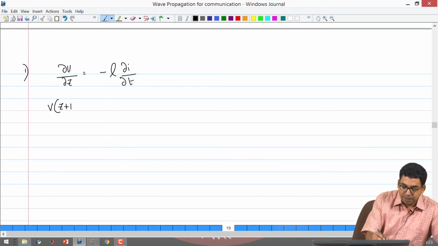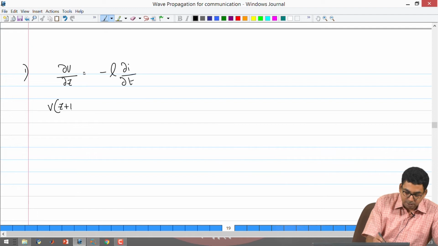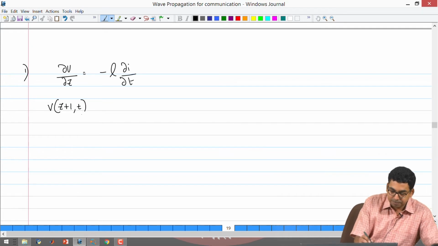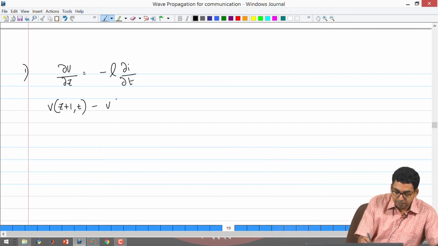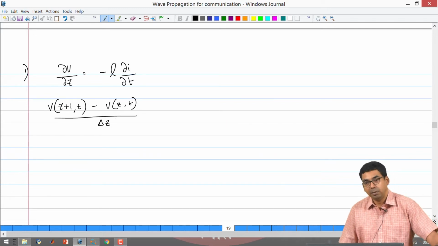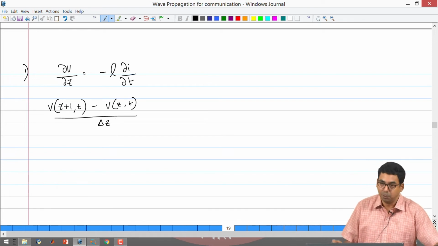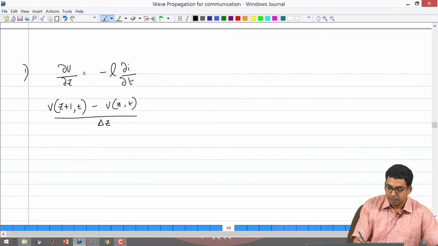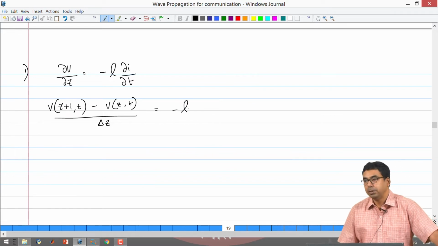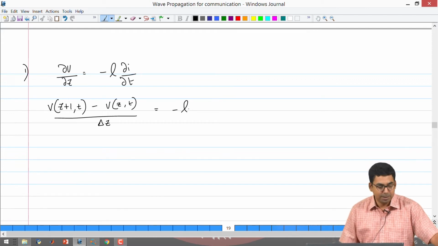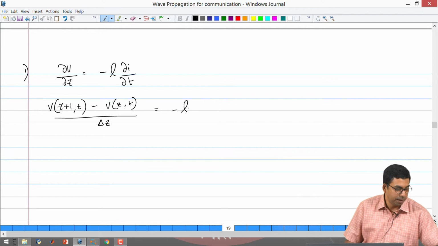It also has a time component present over here. So I am just marking this as t, minus v of z comma t divided by delta z. So I have used forward difference for the spatial derivative on the left hand side for the voltage. On the right hand side I have minus L. L has to be a quantity that is given to you. In all our programs we are assuming L to be equal to 1. We are starting with some large values.